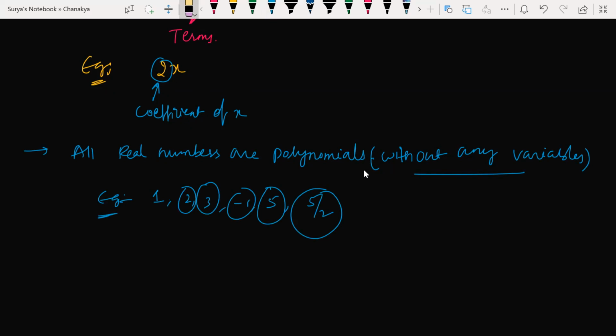Variable is nothing but what? All alphabet kind of things. How can you just compare them with real numbers? Variables are different than this one. Okay. Understood my point? Yes.